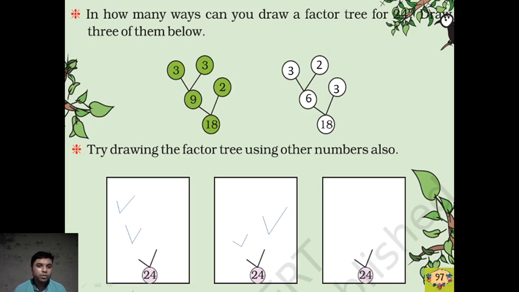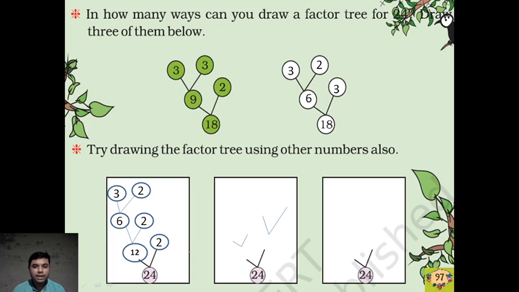Now for 24 you have to write. For 24, 2 and 12. 2 is a prime number, we will stop here. Next for 12, 2 and 6. Again 2 is prime, we will stop here, but 6 is composite, 2 and 3. This is one way.